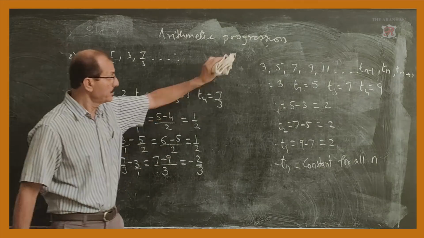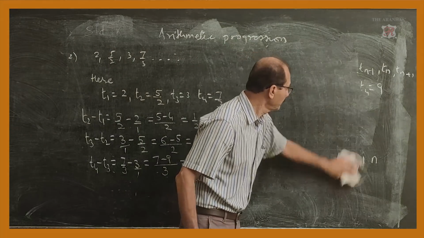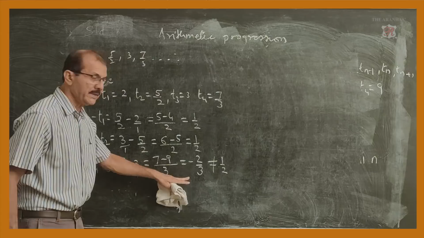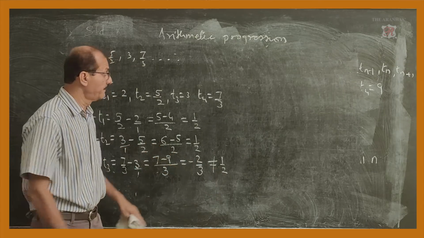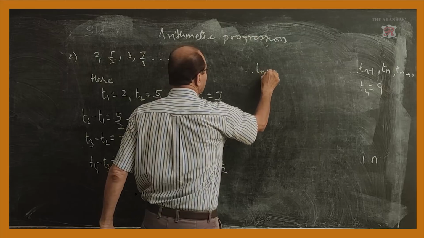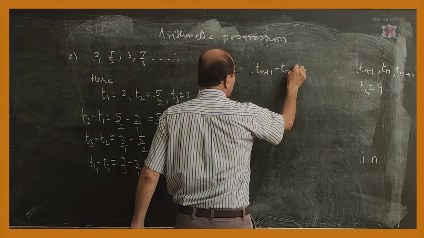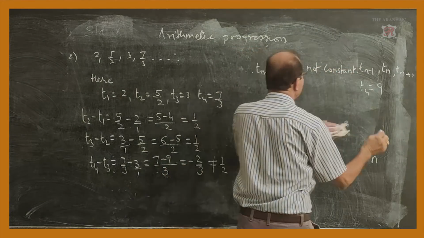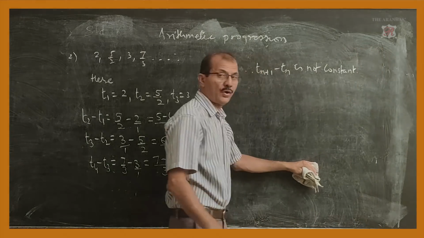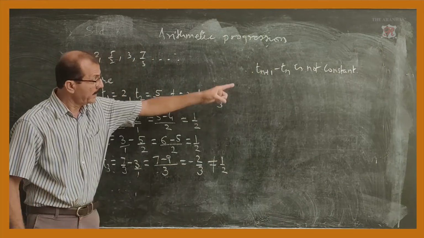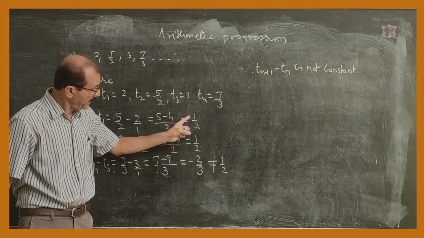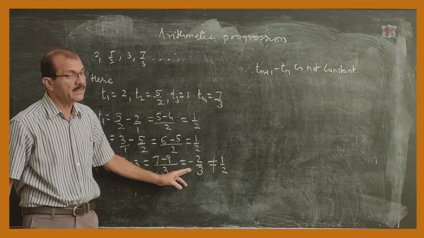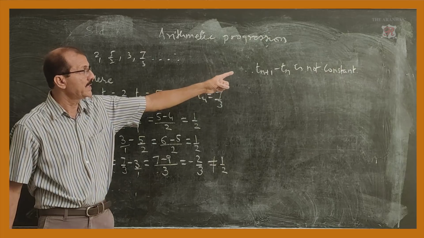So how to write? You have to say here, minus 2 by 3, which is not equal to half. Therefore, Tn plus 1 minus Tn is not constant. You understood why I wrote not constant? Even though the first two differences are the same, the third is not the same. So since this is different, Tn plus 1 minus Tn is not constant.